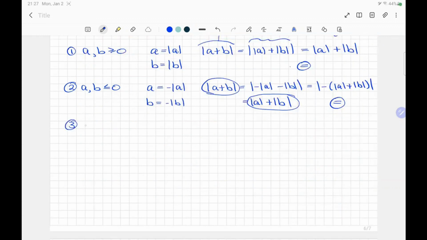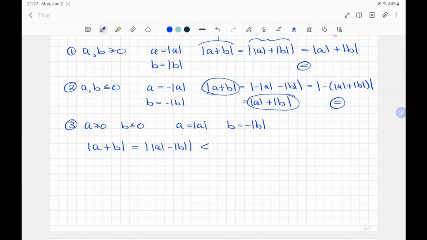In the third situation, a is greater than or equal to 0 and b is less than or equal to 0. Which means that a is equal to its absolute value, but b is equal to minus its absolute value. We then have that the absolute value of a plus b is equal to the absolute value of a minus the absolute value of b, which is always going to be less than or equal to the absolute value of a plus the absolute value of b. Therefore, from the point of view of the triangle inequality, we're fine.